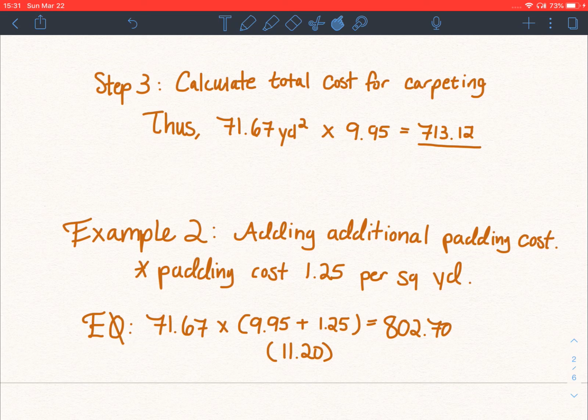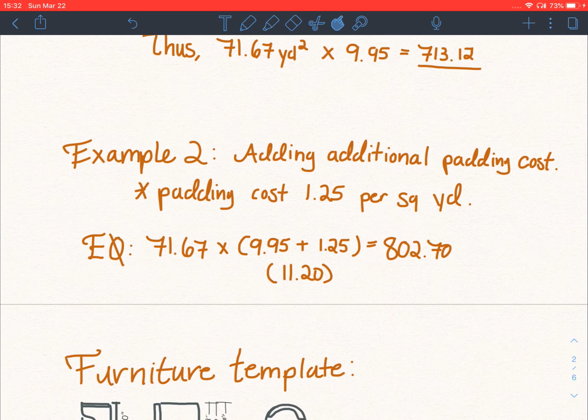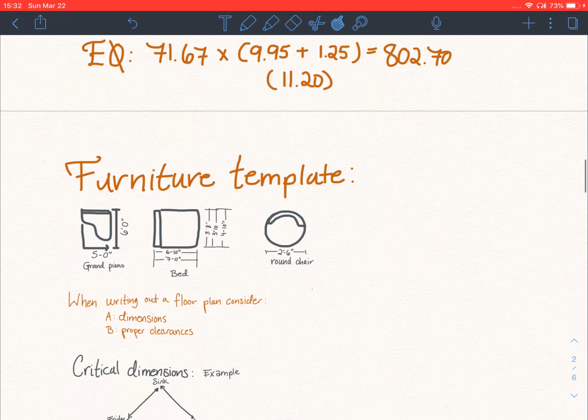So what you'll do is take the same total, since you already know your number of yards, and then take the cost of the carpet with the padding, the $9.95, and add the $1.50 to it, making $11.20 your total cost. Then you'll multiply that again by the 71.67 square yards in order to get a grand total of $802.70. So that is how you do the problem.